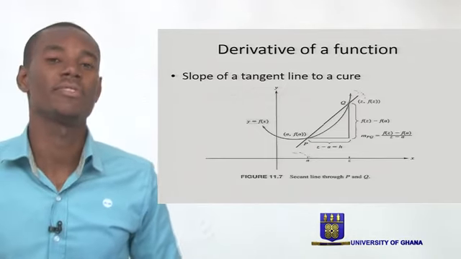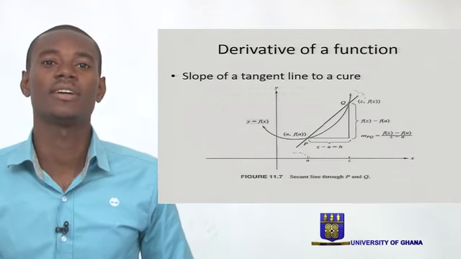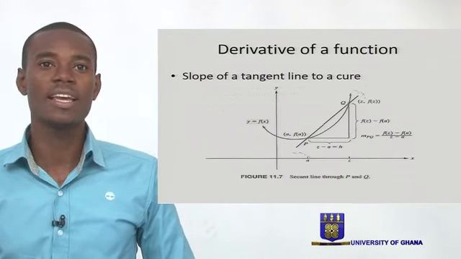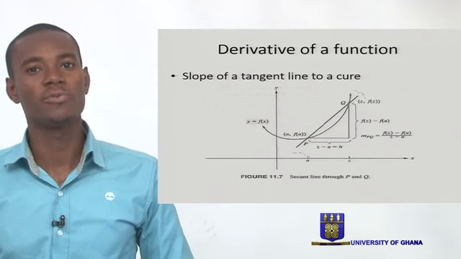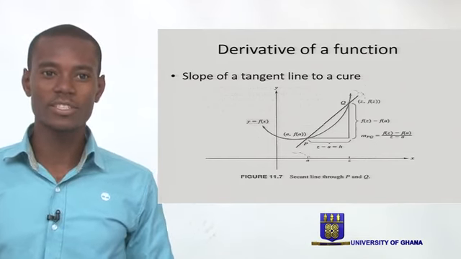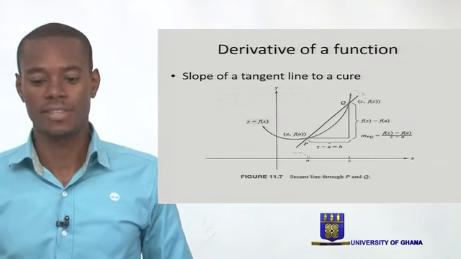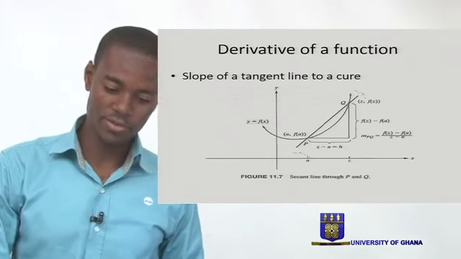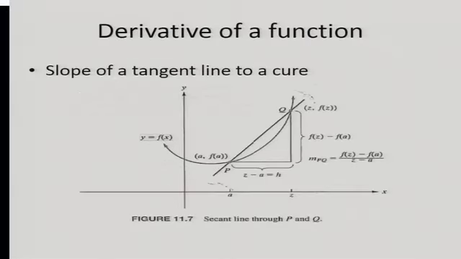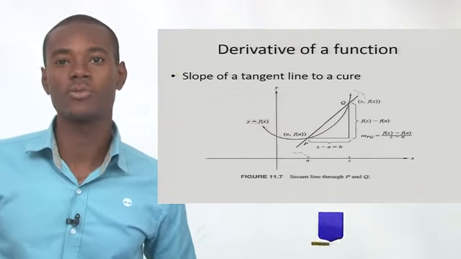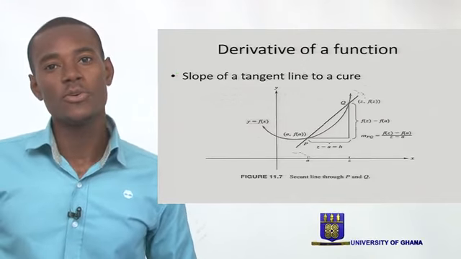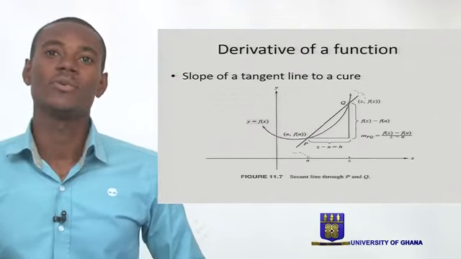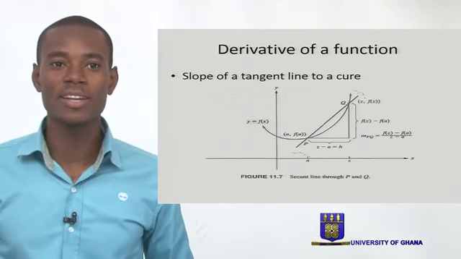A derivative just tells us the slope, or gives us an idea of how we are able to find the instantaneous rate of change of a function. Normally, if you want to find the slope of a straight line, you just use the rise over run. You pick two coordinates on a straight line, your x coordinates and your y coordinates, and then you take y2 minus y1 over x2 minus x1.